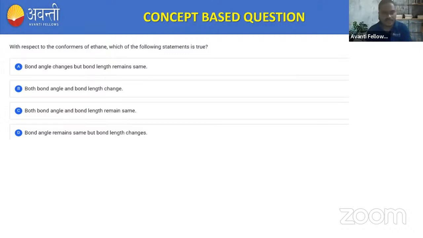So beta, always remember with respect to the conformers of ethane, both bond angle and bond length remain the same, right? That's why they are known as the conformers of ethane. Conformers are isomers which are formed by rotation about the single bond without any cleavage of any bond. These conformers have the same bond angle and the same bond length while their dihedral angle changes. So always remember both bond angle and bond length remain the same. So which option is true, beta? That is option number C.